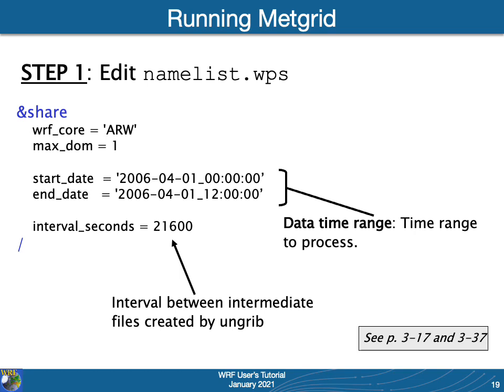However, if we hadn't already done so, we would need to set WRF core to ARW. We would need to set max DOM to 1 because we're processing a single domain. We would need to set start date and end date to the times over which we would like to horizontally interpolate meteorological data from intermediate files. And we would need to set interval seconds to the interval between intermediate files to be processed by the Metgrid program. Again, all of these variables were probably already set when we ran the GeoGrid program and ungrib program.